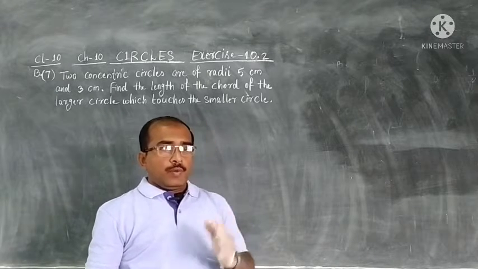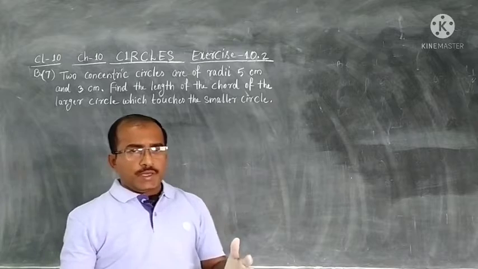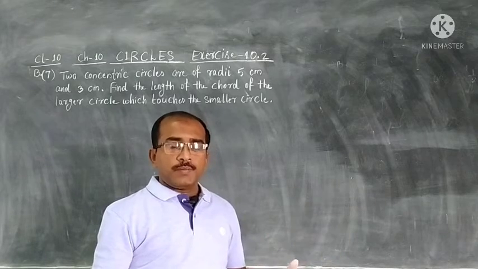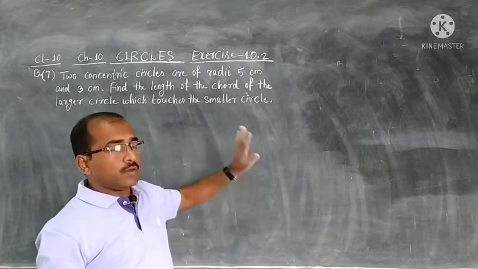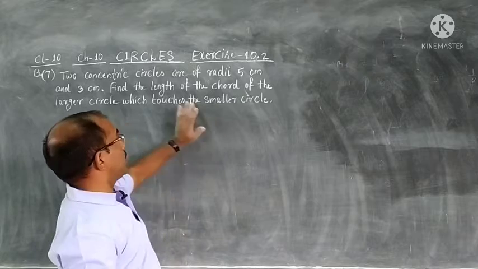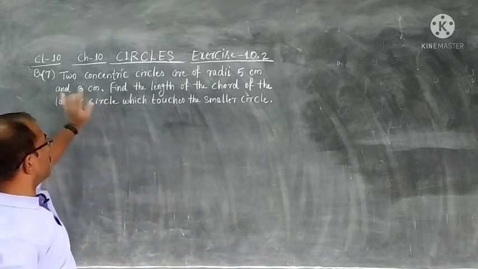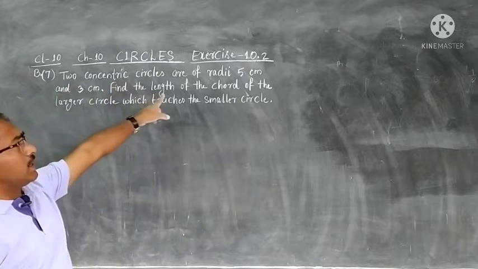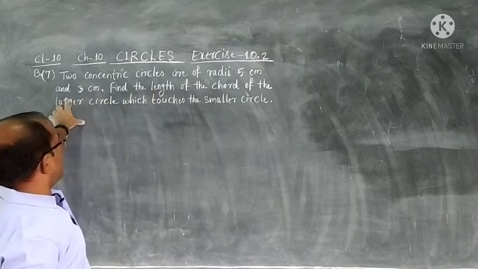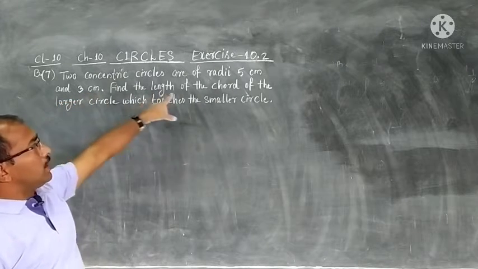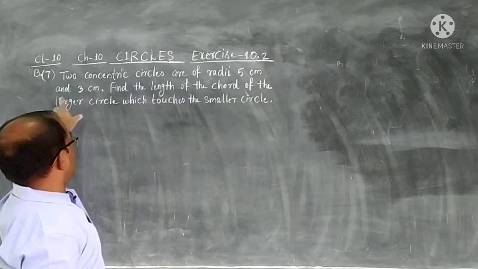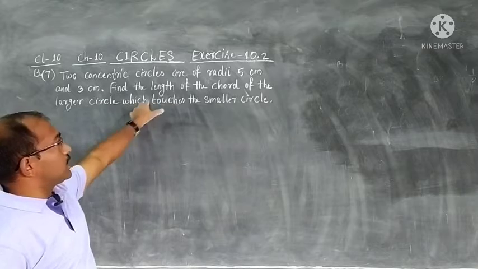Anyway, I will be giving you the explanation of those properties in some other videos. Here we are going to start question number 7 of exercise 10.2. The question is: two concentric circles are of radius 5 centimeter and 3 centimeter. Find the length of the chord of the larger circle which touches the smaller circle.